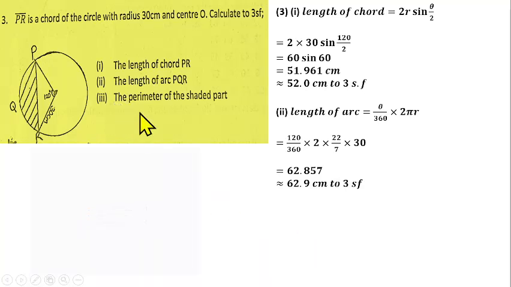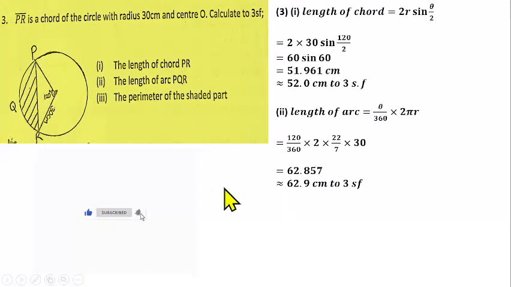Then the question asks us to find the perimeter of the shaded portion. So this shaded portion is a segment, because when you have a chord in a circle, then the shape that is formed from here to here is a segment. The chord plus the arc is a segment. So it's a segment of a circle, and we have to find the perimeter of the shaded portion.